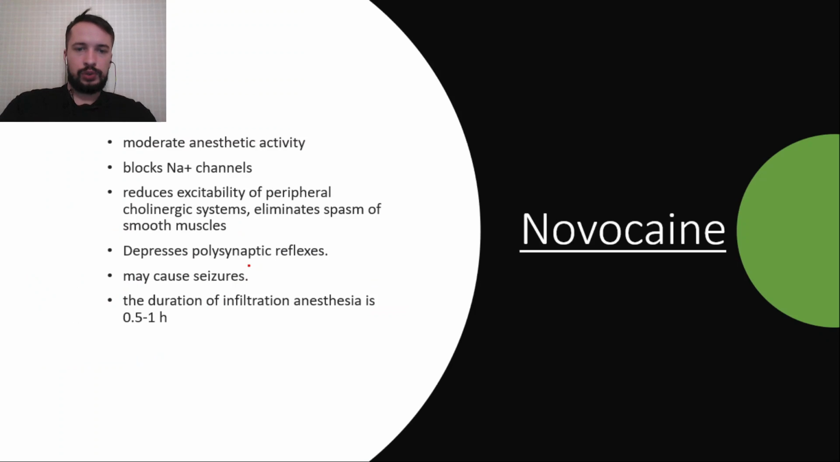And now I will talk with you about solution of novocaine. It is a moderate anesthetic, and it blocks the channels of natrium. Then it reduces the excitability of peripheral cholinergic systems, reduces the formation and release of acetylcholine from preganglionic endings.